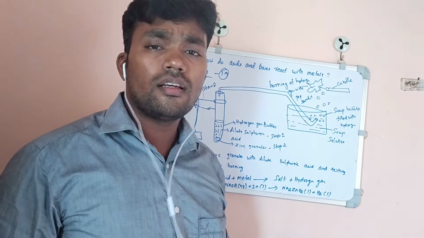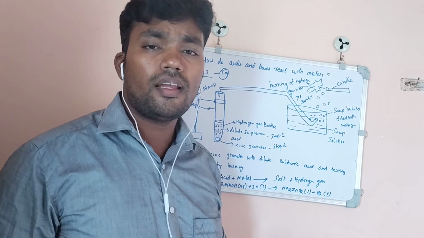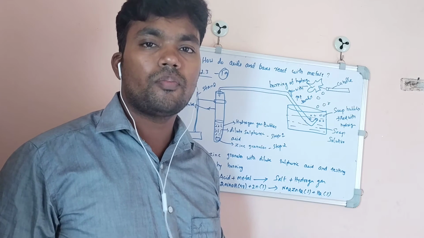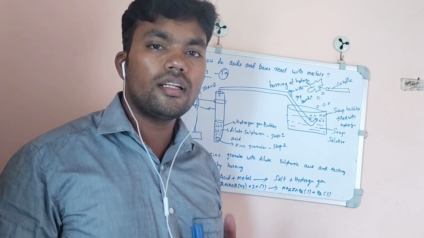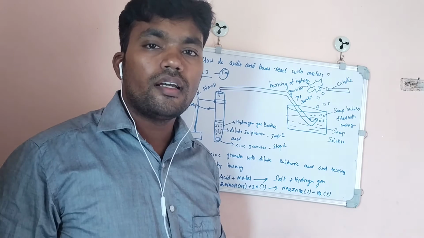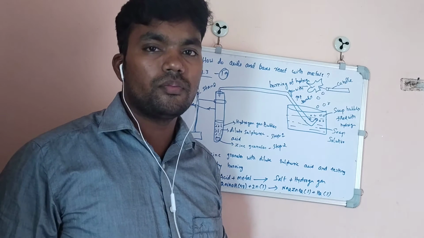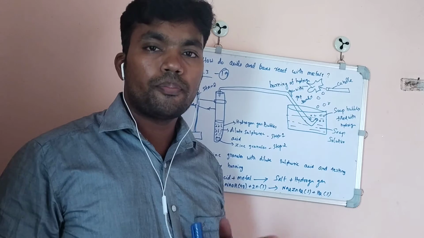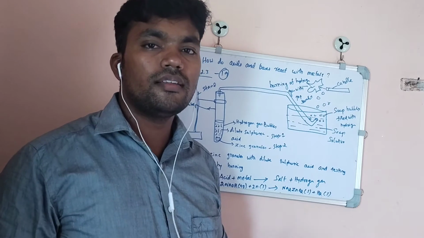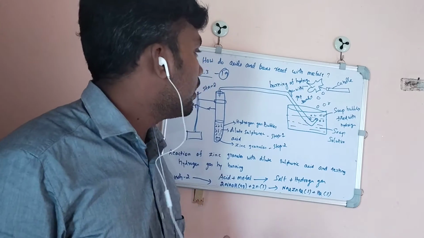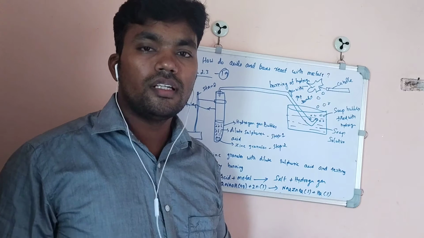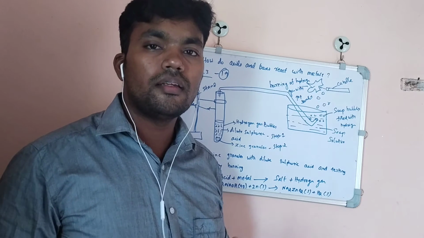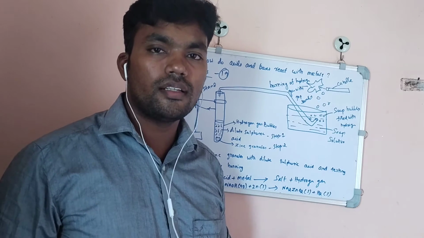In the previous class, I explained the concept of acids and bases. In addition to this topic, I also explained the theories of acids and bases. Three theories were proposed in order to define acids and bases. In this class, you are going to learn how acids and bases react with metals.